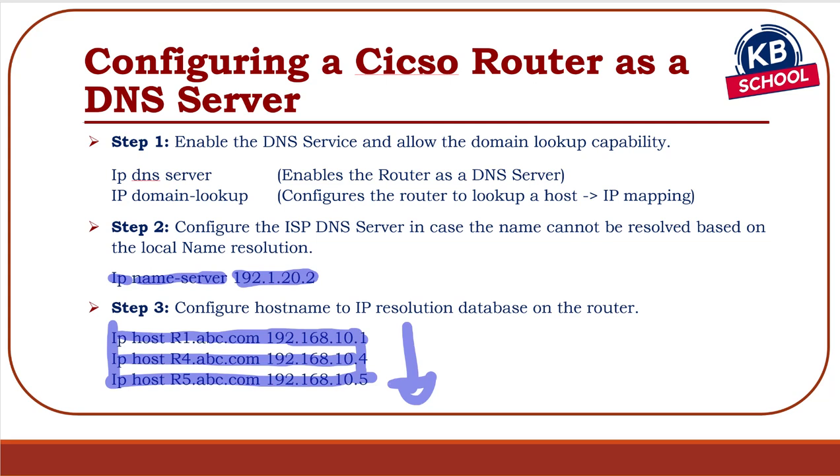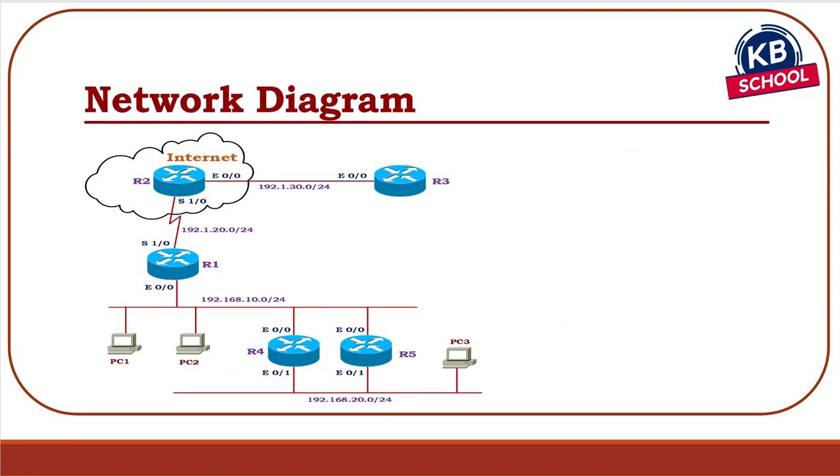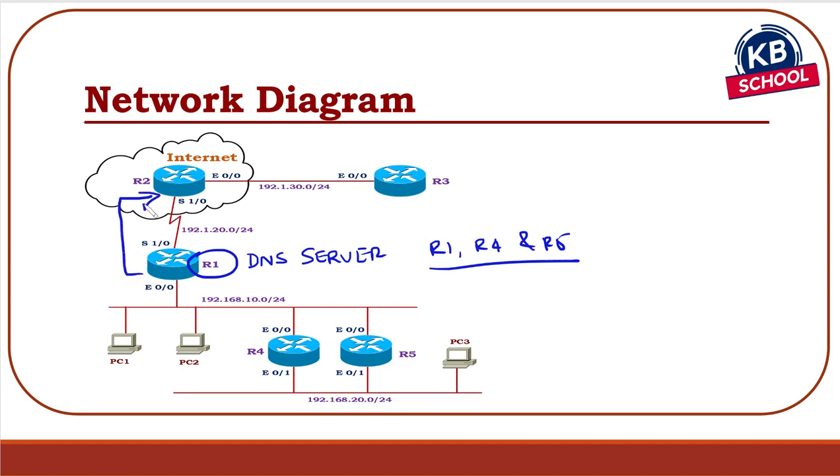But what if I want to go to someone that is not in this list? If your DNS server cannot find the name, it's going to forward that request to its name server, which in my case is 192.1.20.2. So based on our lab topology, I'm going to set this device up as my DNS server for my local network, and configure the three routers, router 1, router 4, and router 5, with the appropriate host names, the fully qualified domain names, and the corresponding IP addresses. For everything else, I'm going to point to the ISP DNS server, which is 192.1.20.2, this IP over here.